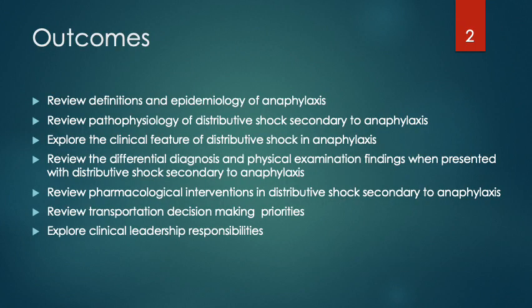Our outcomes: we're going to review the definitions and epidemiology. We'll look at the pathophysiology and some clinical features. We'll review the differential diagnostic focus and the physical examination findings when presented with distributive shock secondary to anaphylaxis. We'll review the pharmacological interventions. We'll visit some transport decision-making priorities, and we'll explore the clinical leadership responsibility.